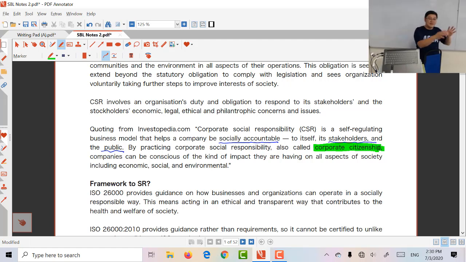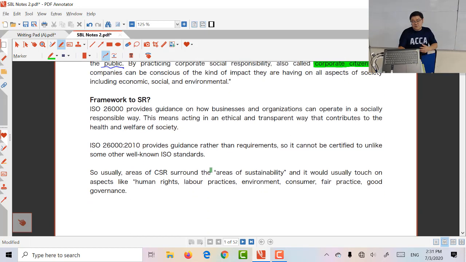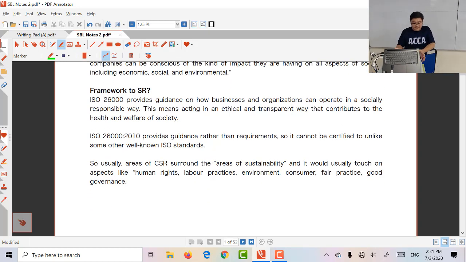If you go back to the notes, you can see we have a diagram called exchange theory. It's the concept that we produce desirable effects to our stakeholders. In return, the stakeholders will give you the support. Now, that's corporate citizenship, okay? So the whole idea of CSR is that. And do we have a framework for CSR?